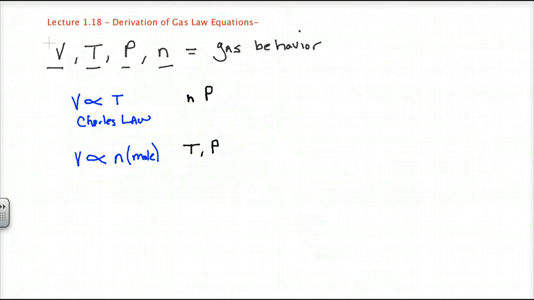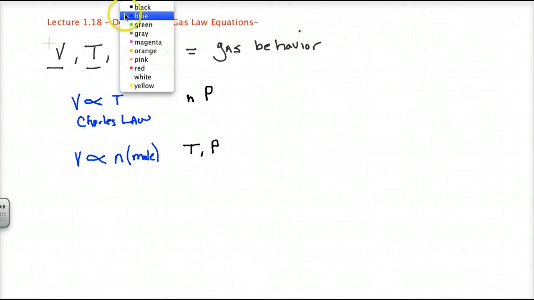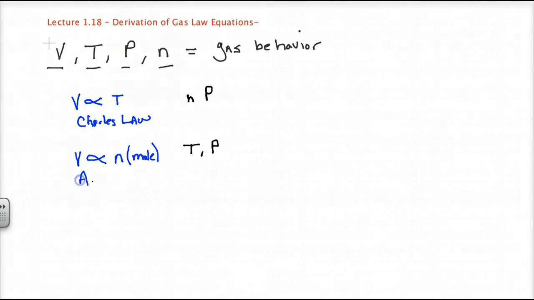Let's look at an animation of the volume and the number of moles. We call this Avogadro's law, so let's write that. Avogadro's law. And he stated that if you increase the number of particles, you're going to increase proportionately the volume. This is a proportionate sign.